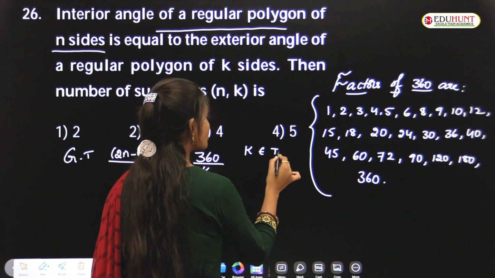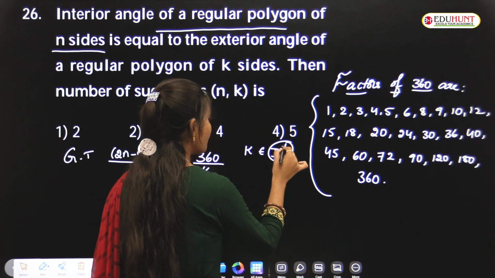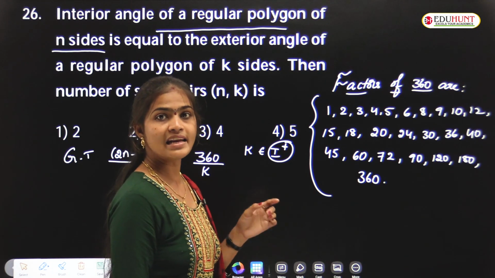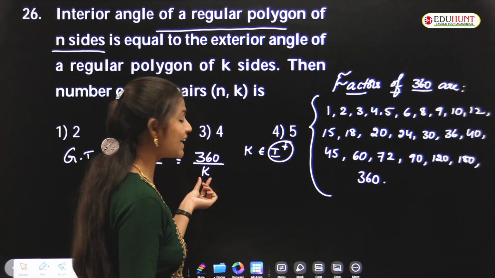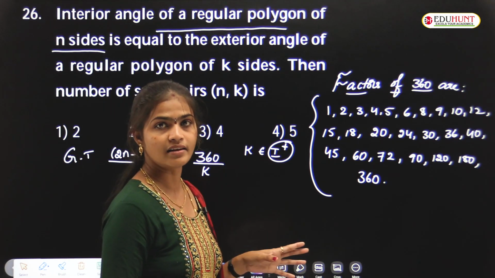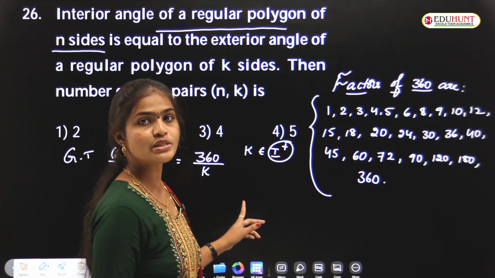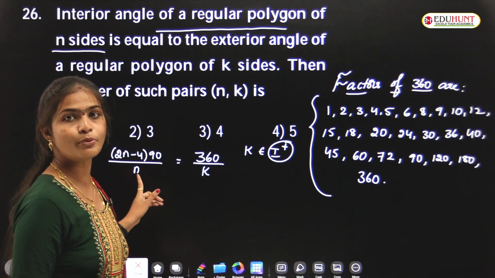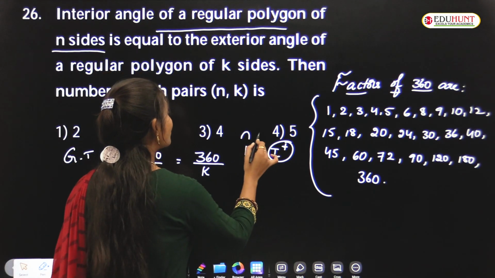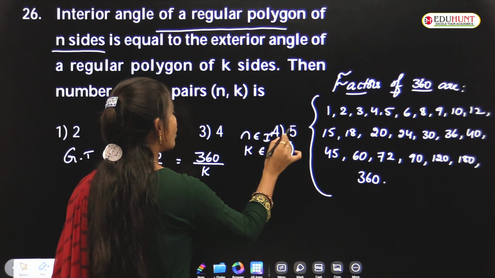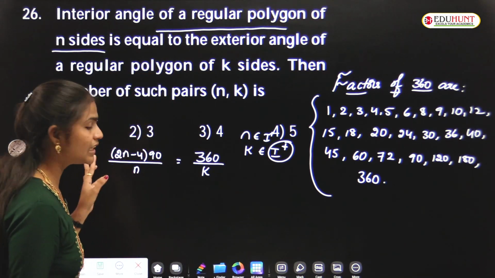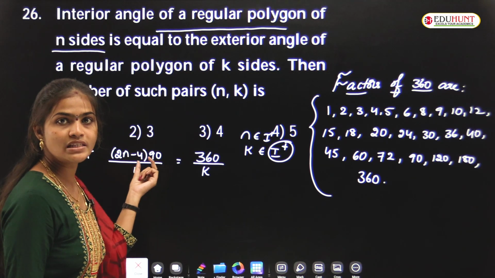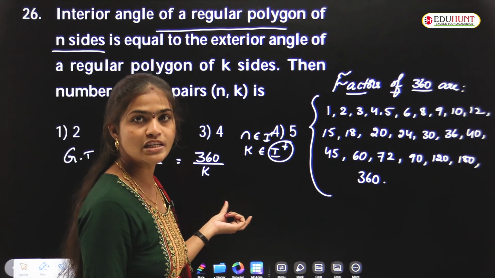Okay, k belongs to integers, and that must be a positive integer. Why? Because the number of sides is always positive, no? So that's why here k must be a positive integer. When you get that k is a positive integer, in the same way n is also a positive integer, right? Why? Because here the number of sides is always positive. To make these two equal, n should be a positive integer and k should also be a positive integer.